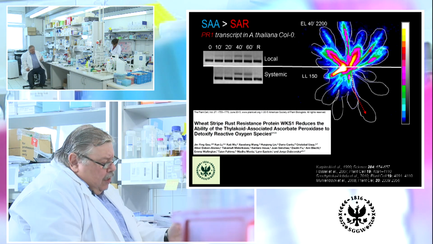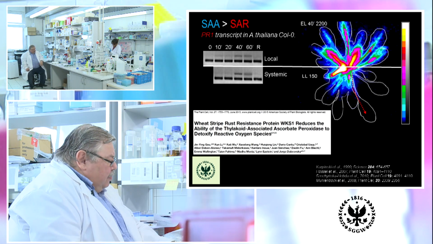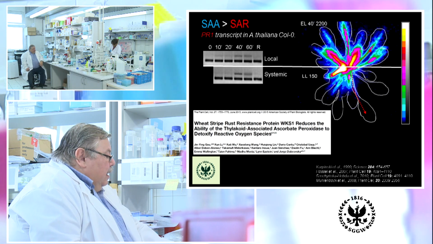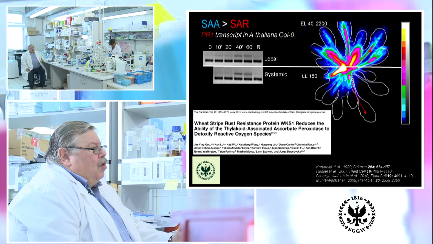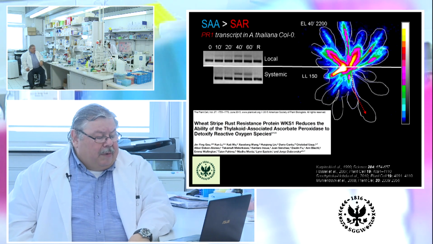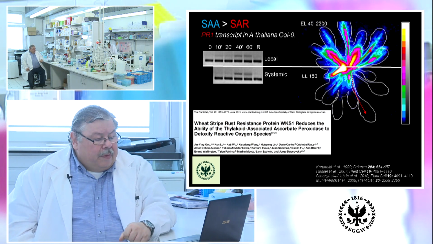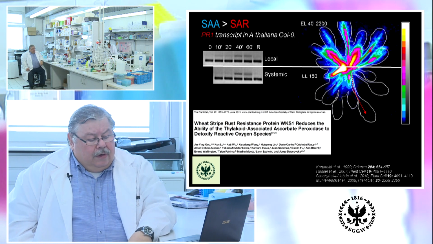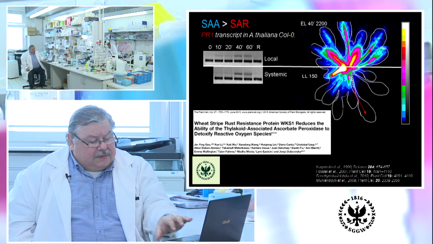And it took 15 years for other researchers, like the Dubkovsky lab, just to show that the wheat stripe rust resistance is depending somehow on the chloroplast retrograde signaling and ascorbate peroxidase function in the chloroplast.